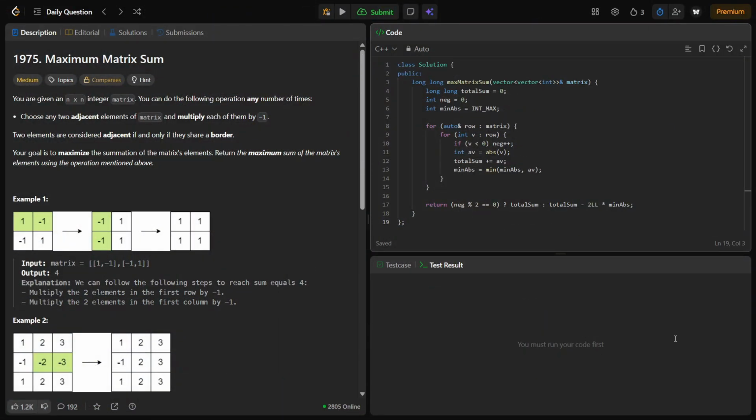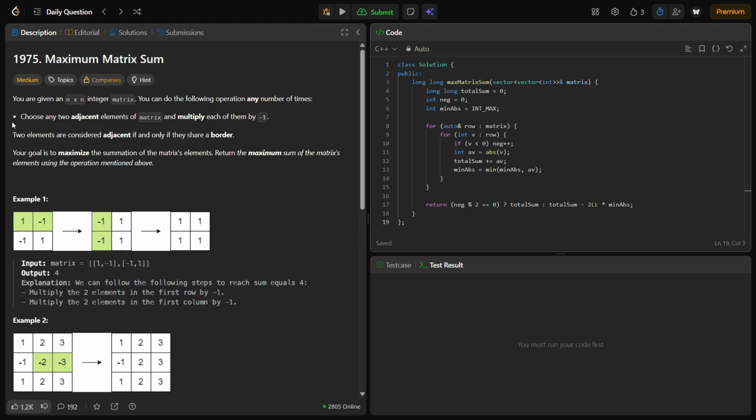Morning friends. So today we will be seeing a question from Leetcode. The question is maximum matrix sum. What the question states is that you will be given an n cross n matrix, that is a square matrix, in which you can do the following operation any number of times.